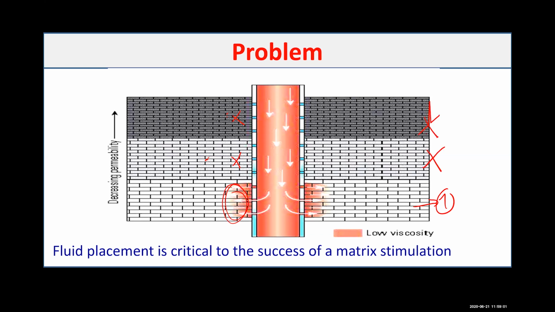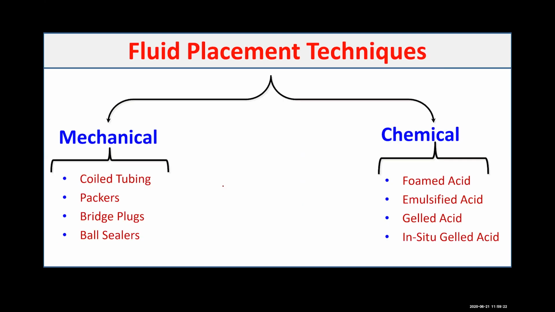That's what you don't want. When you're typically doing acidizing, you would like to have good coverage of the acid through the whole zone, and that will be a good treatment. Treating one zone and leaving the other zones untreated is not a good treatment design. So to have good placement, we have two types of placement techniques.